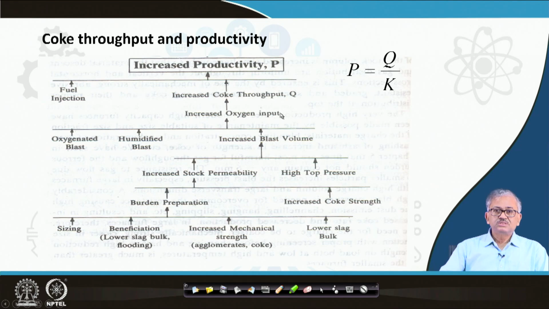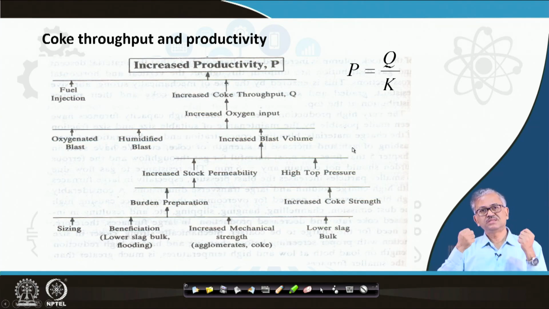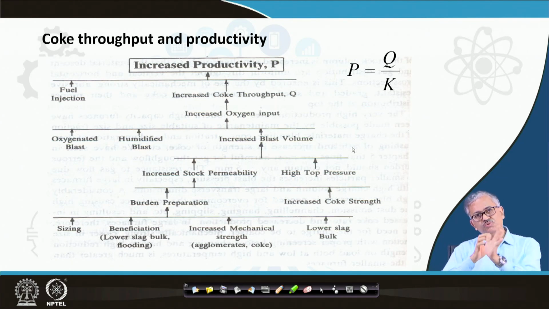How can you increase the oxygen input into the blast? One thing is to increase the blast volume. That is obvious, the first thing that comes to my mind. If I want to burn more carbon per unit time, I have to increase the blast volume per unit time. The blast rate I have to increase, then the oxygen will increase, right?